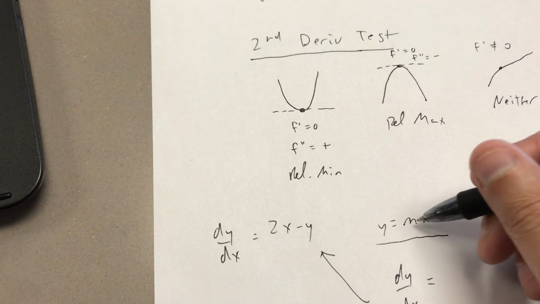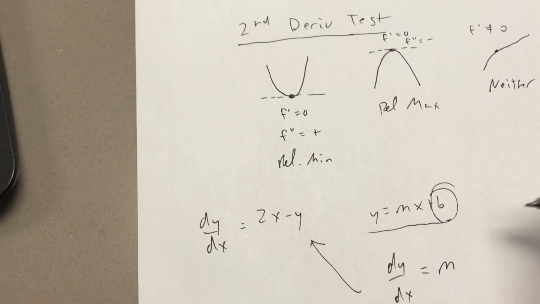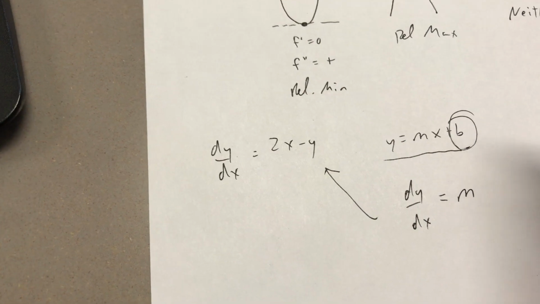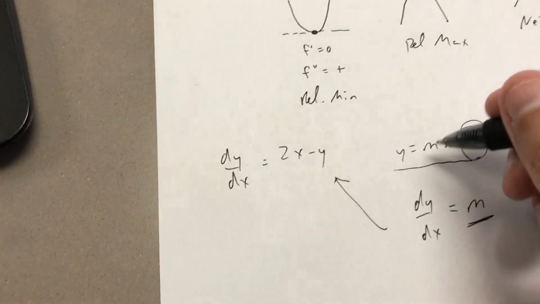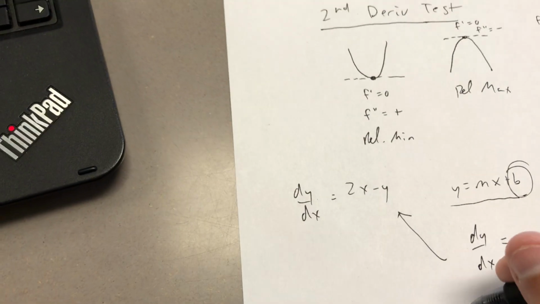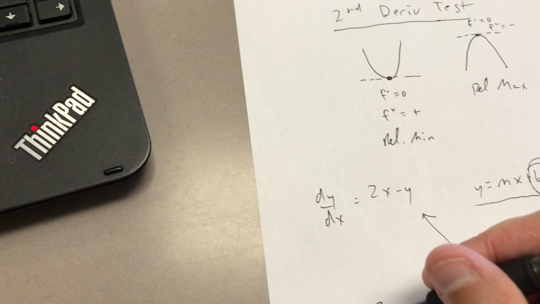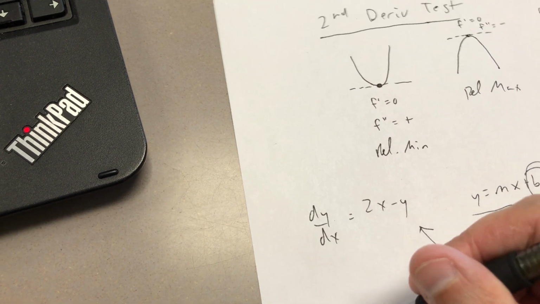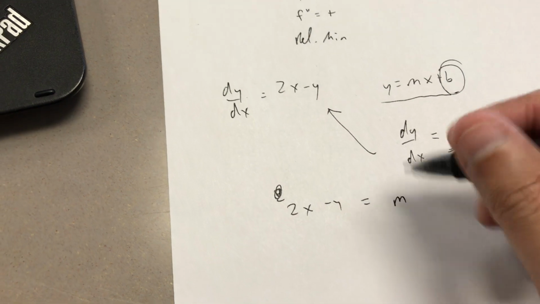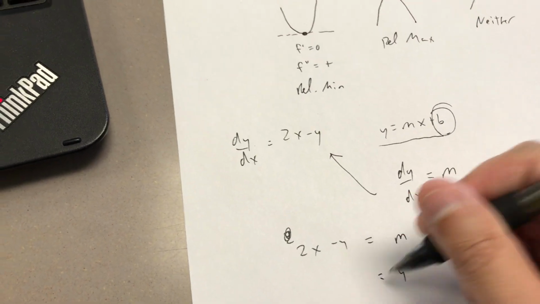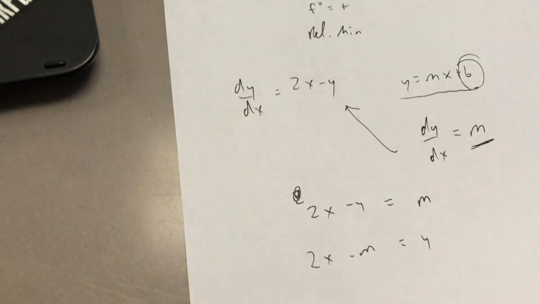If it was negative 2x, the derivative would be negative 2. The derivative is just going to be m. That's a constant, and the derivative of a constant is 0. So the derivative of that function is m. It's just the slope of the straight line, right? M has to be equal to 2x minus y, okay? And we can actually solve that. That means y needs to be equal to 2x minus m.